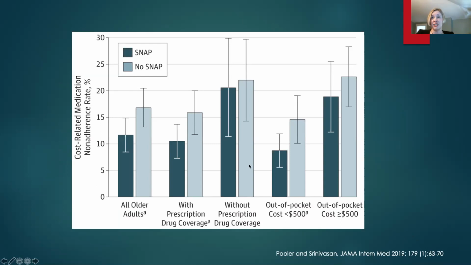However, this was not the case among those older adults who had no prescription drug coverage as part of a Medicare Part D plan, or who had very high out-of-pocket costs. And so you can see that SNAP benefits could potentially mediate the effect of cost-related medication underuse by helping with these trade-offs between food and medication. But this was not the case for those with very high medication costs, indicating that health insurance coverage of medication costs is really quite important.